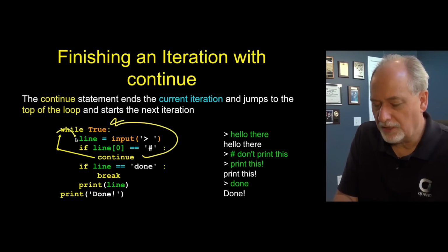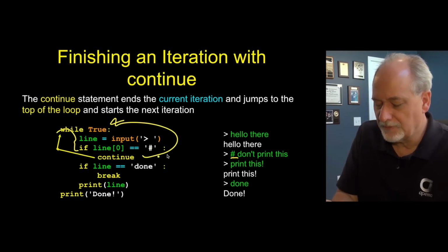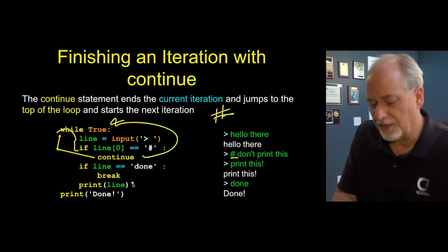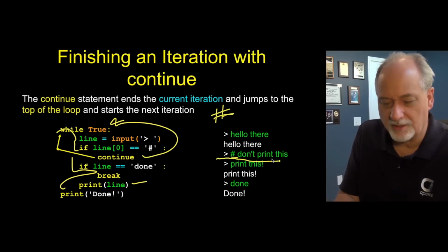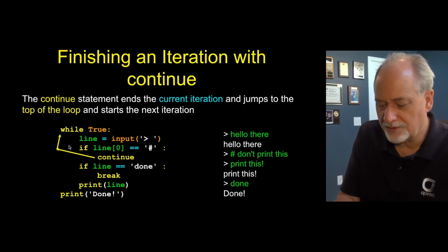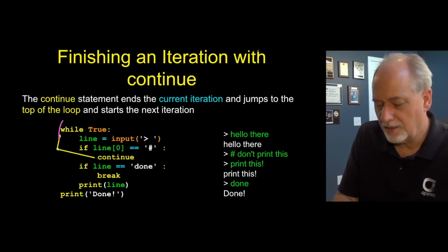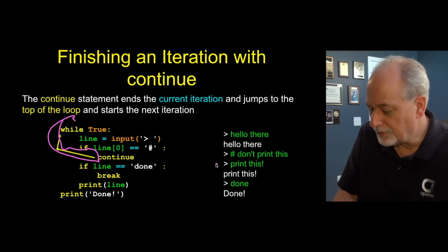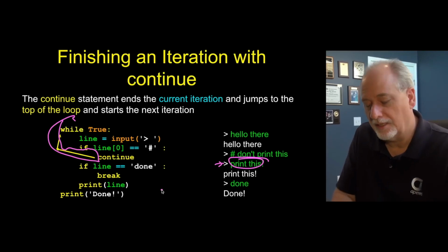Here we read a line. If the first character is a pound sign, line sub 0, we're going to skip it. This is a way for us to make little comments in our typing. Then if the line is done, we get out, and otherwise we print it. That's why there is no printout here: it comes in, this is true, and that goes back up. But it comes back and prints out the next one and does another thing. And so the loop continues, whereas the break ends the loop.